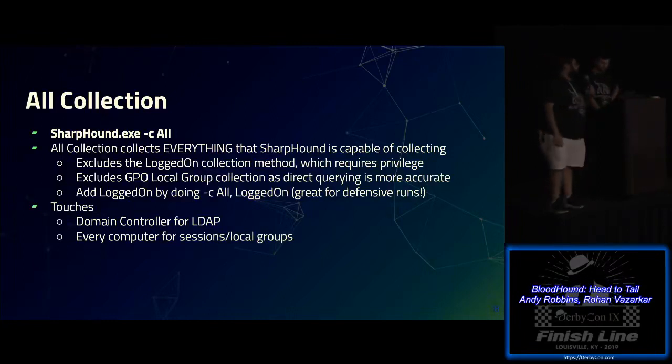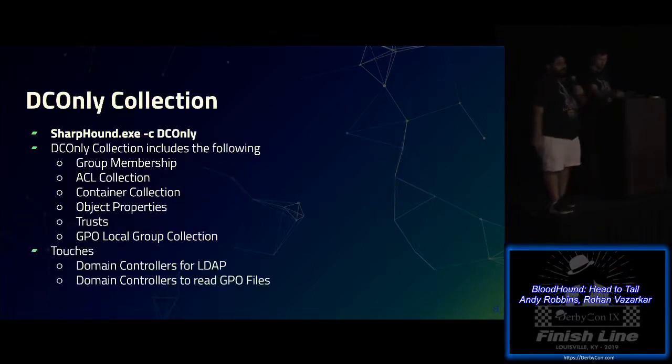We also don't do GPO local group because actually collecting from computers is always going to be more accurate. If you want to add logged on collection, it's as easy as just putting a comma and logged on after your collection method flag. When we run it defensively, this is exactly how we do it. This is our first run every single time when we're using an admin account. And if you look at what it touches, it's the exact same thing as the default collection method. The only thing that changes is we get more data back. We request more properties from LDAP, but the touches to the computer are exactly the same as they were previously.